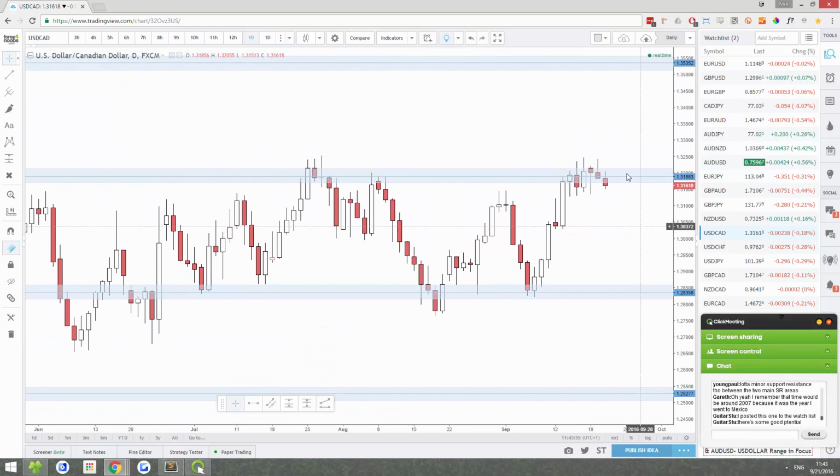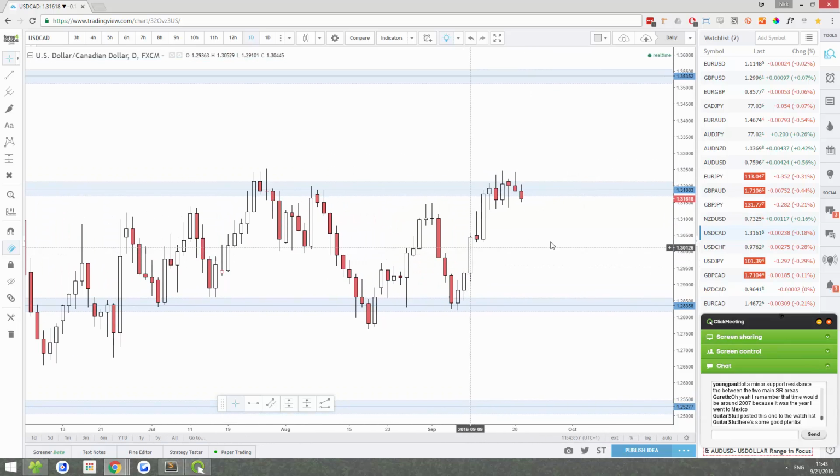Can anyone see something here maybe with USD/CAD? Can anyone guess what I'm thinking? Oh, you posted on the watch list too? Thanks. Good. I take it you posted it before I mentioned it, right?